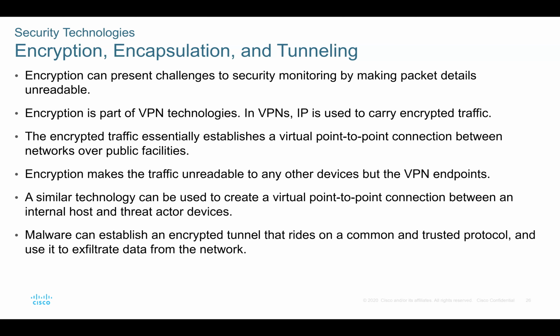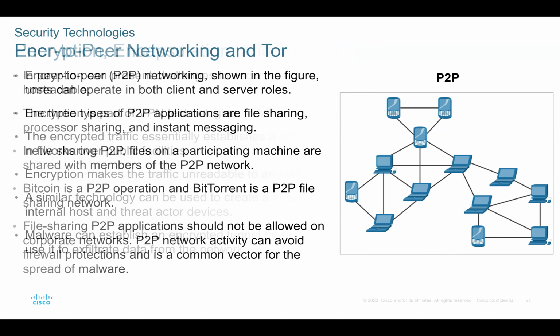So encryption is part of VPN technologies, and so you have to decide, what are you going to do? Are you going to allow unencrypted, non-VPN data inside the network or not? So it all depends on how secure and how big your enterprise network is. Okay?